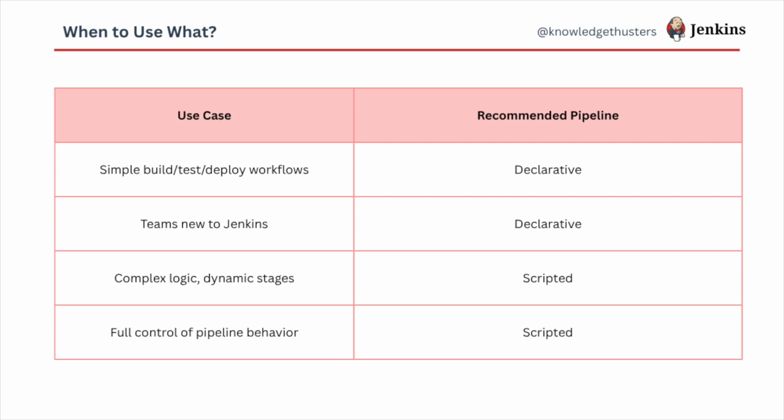Let's say you want to do a simple build, test and deploy workflow. There are not many steps, so you can use declarative. And if your team is new to Jenkins, declarative is very good because it has predefined structures and you can just use them. And if you want to build complex logic, and you have dynamic stages, and you want more control of the pipeline, then you use scripted pipeline.